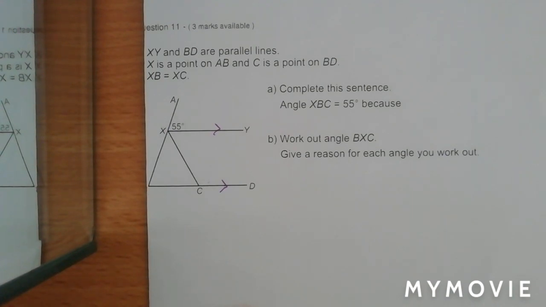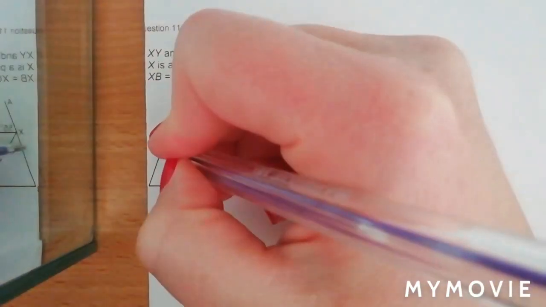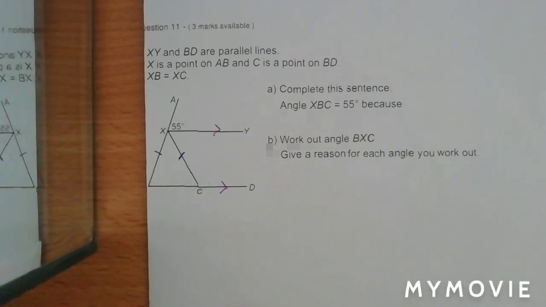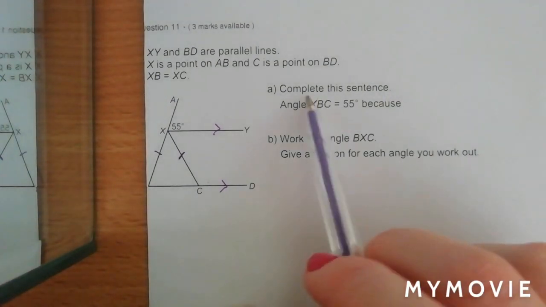X is a point on AB and C is a point on BD. XB is equal to XC. So we can put those lines on as well. Notice that in all these questions, it's been very important that I read through the information and put those onto the diagram. I know on Maths Watch it is a bit more difficult, but it's important that you do still read through it.